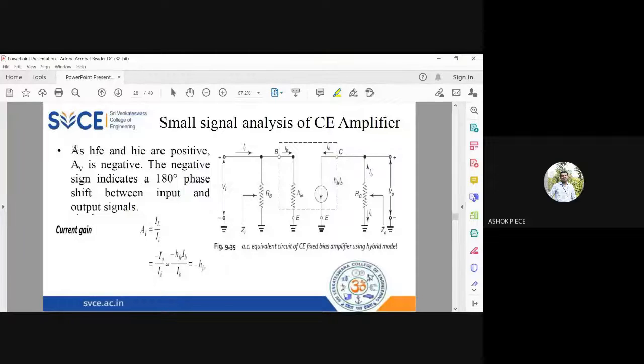And last one, current gain. So that's why the negative sign; that explanation is given here. In a common emitter amplifier, there is a 180-degree phase difference between input and output signal. Now, current gain. Current gain is output current by input current.